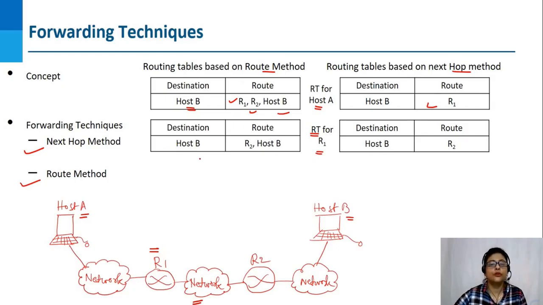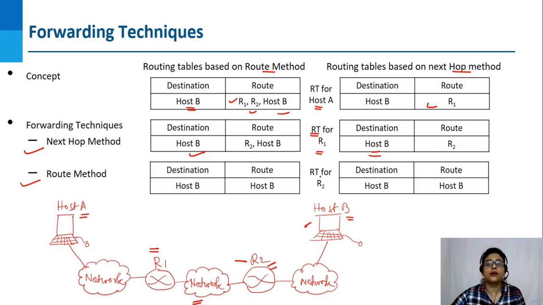As before, for the route method, the destination should be host B and the route should be R2 and then host B. For the next hop method, the destination should be host B, but the route should be only R2.